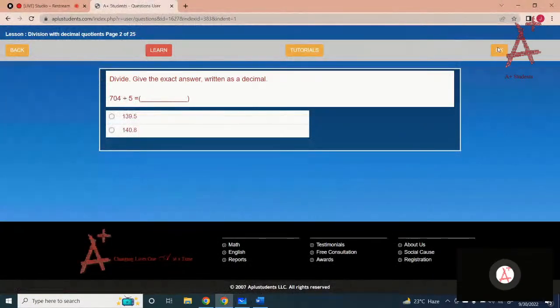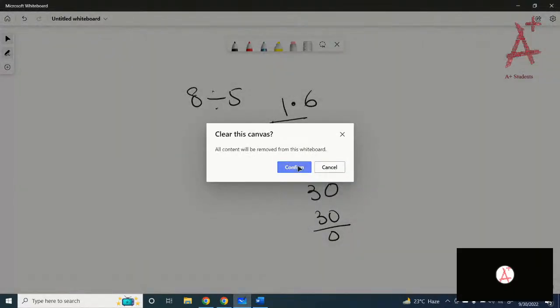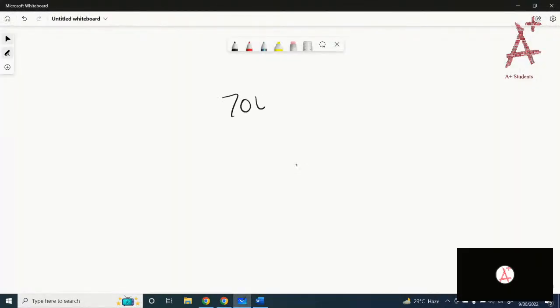Okay, the next one is 704 divided by 5. Let's just divide 704 by 5. We have to count a table of 5 until we get 7 or a number that is less than 7. So 5 times 1 is 5. So 7 subtract 5 is 2. Bring the next digit down.